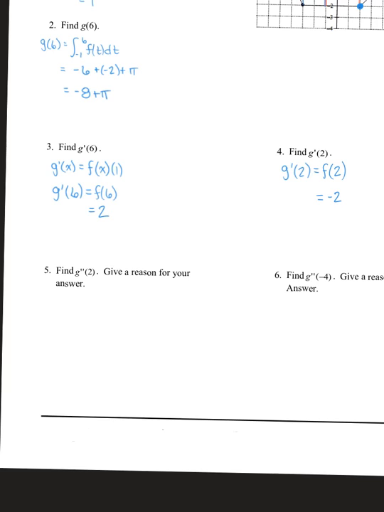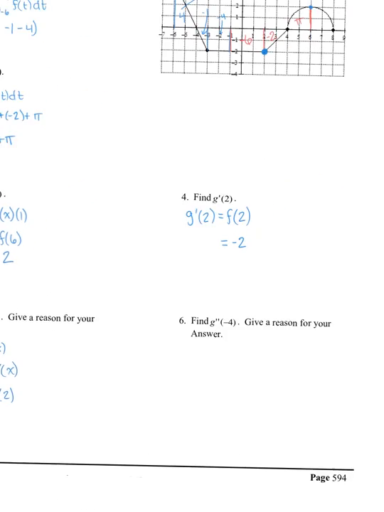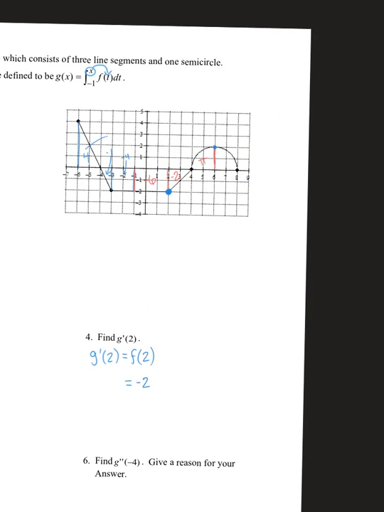Find g double prime. If g prime of x is f of x, then g double prime of x is f prime of x, times 1 because of the chain rule. There's an invisible 1 there. And so if we wanted g double prime of 2, we would need f prime of 2. If you look at the graph, we are looking at f prime of 2, which would be right here. We want the slope at that point.